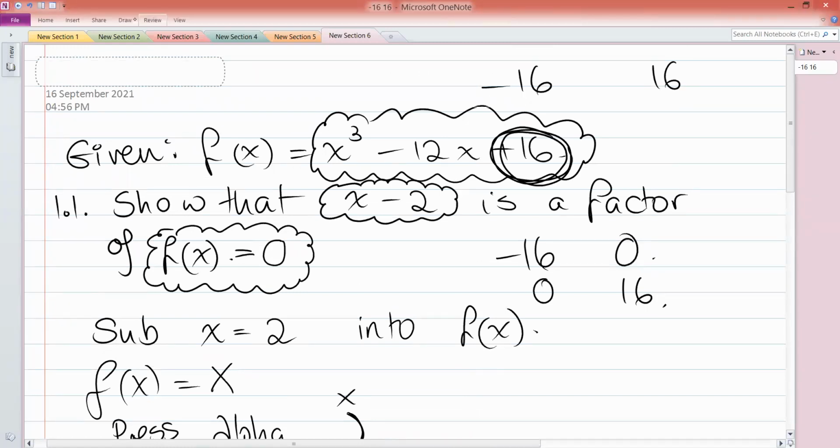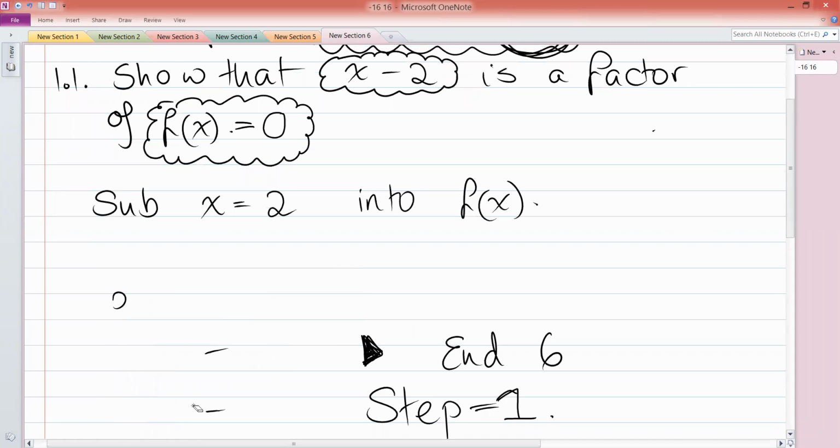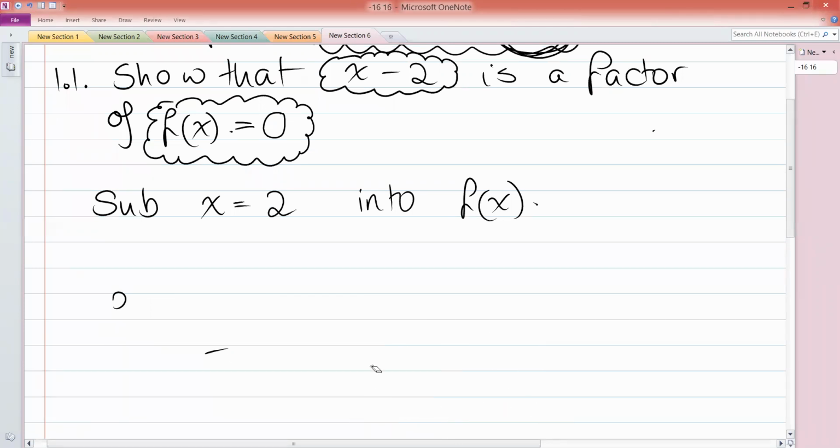So going back to the actual question, to prove that something is a factor, you have to substitute x equals 2 into the equation. Then if your answer is equal to 0, then it's a factor. So you show this step.